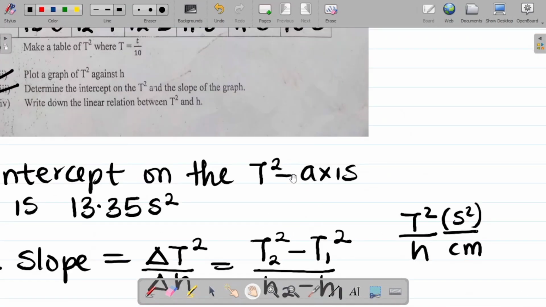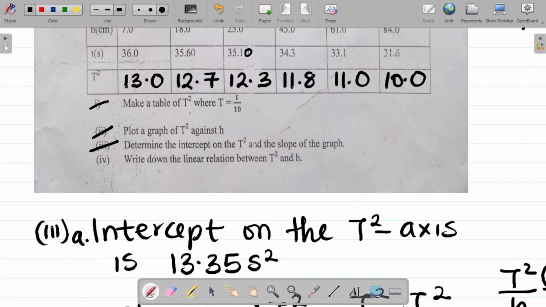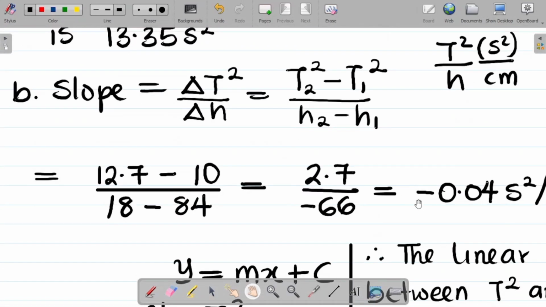Alright, going back to my question, that means finally we've solved question 4. Alright, so this is how you solve this particular past question.